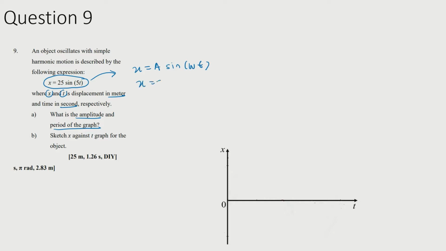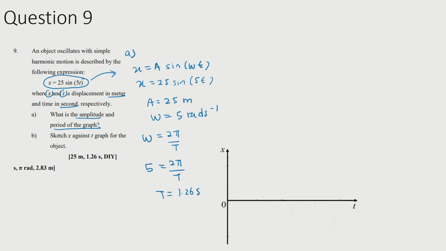So x equals to 25 sin(5t). We know the amplitude is 25 meter and the angular frequency is 5 radian per second. Now we're going to look for the period. So we can use this formula, ω equals to 2π over T, where the angular frequency is 5. So we get the period is 1.26 seconds. So we already found the amplitude and the period.